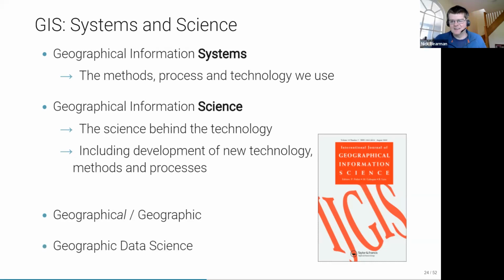Geographic data science is another term that's cropped up as well. This is more when data science first became popular. Geographic data science was kind of using some of the data science tools to do spatial analysis. It is still to a degree, but this is mainly focusing around coding, so R and Python, as opposed to our traditional desktop GIS systems. But there's a lot of overlap between the two, so I'm not sure there's a massive difference now.